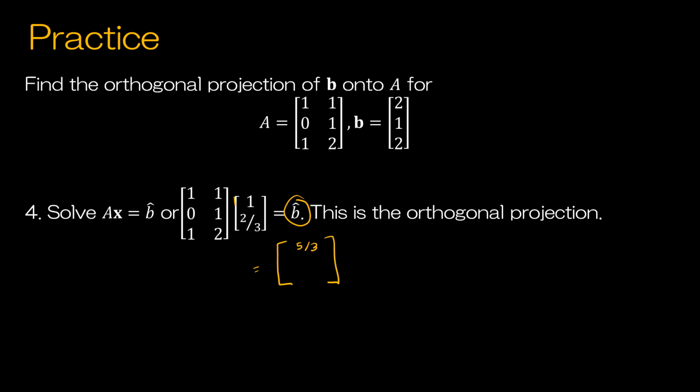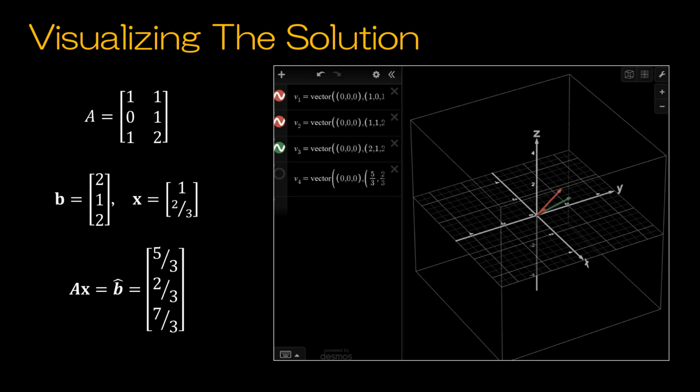And then I do the same thing for the next row, 0, 1. So that's 0 plus 2/3, which is 2/3. And then I do the same thing for the last row, 1, 2. So that's 1 plus 4/3, which gives me 7/3. So B hat is the orthogonal projection of B onto A.